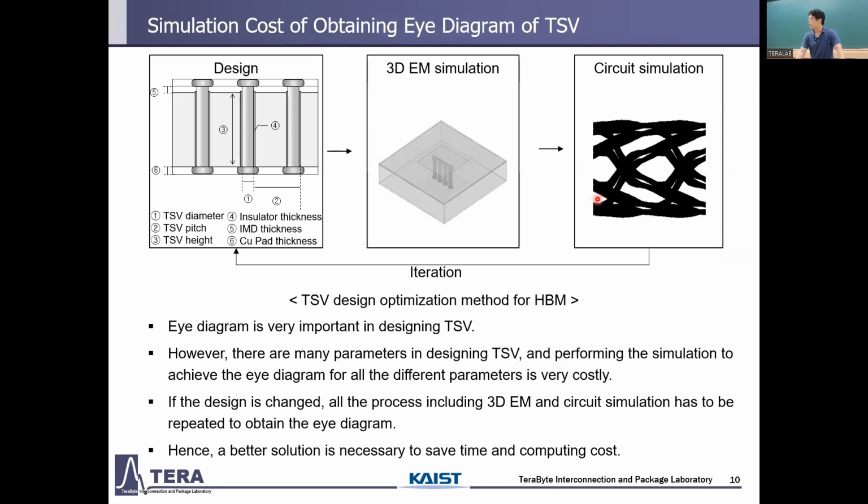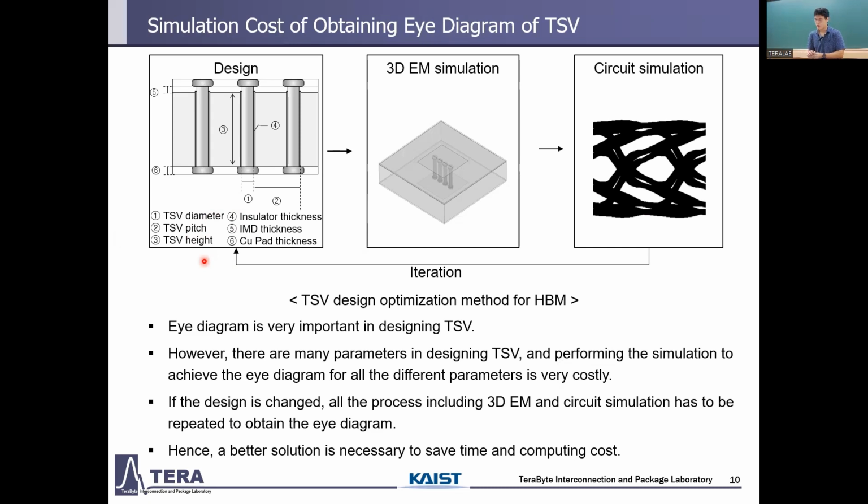But so we now know that the eye diagram is very important in designing TSVs, but these eye diagrams have a major problem, which is the simulation cost. There are many parameters in designing a TSV. As we can see, these are not even all, these are just some. We have 6 possible, very simple TSV design parameters.